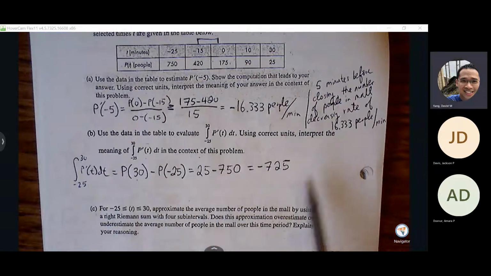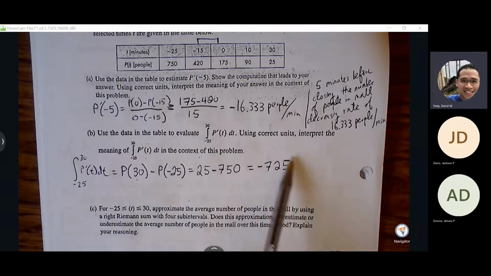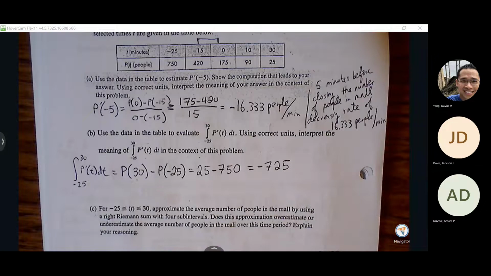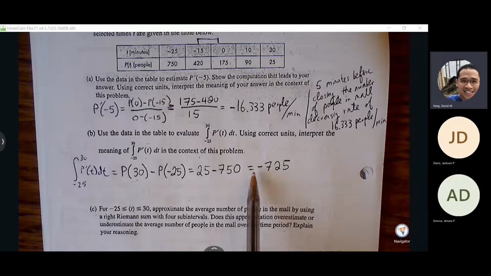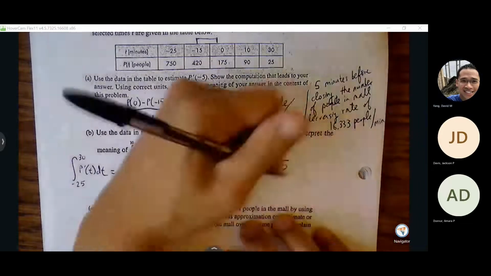And then we can also use this number to interpret what's going on here. P of 30 is the number of people in the mall 30 minutes after closing. This is the number of people in the mall 25 minutes before closing. So if I get this number, what does this number tell us, you think? Okay, good. So the people who've left, also another way of saying it is that the change in the number of people in these time intervals.